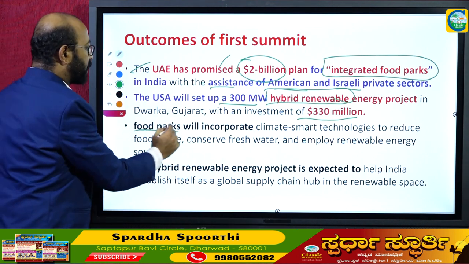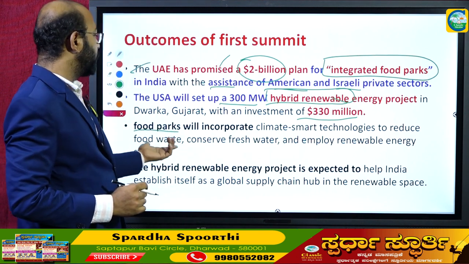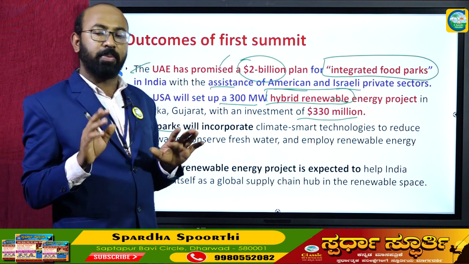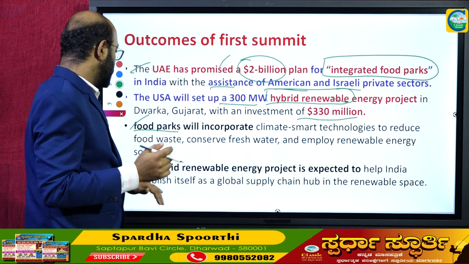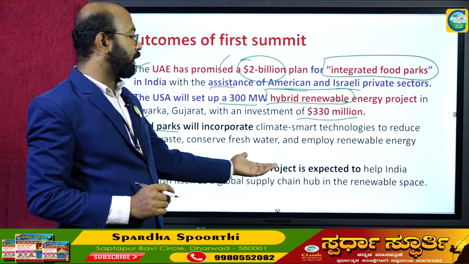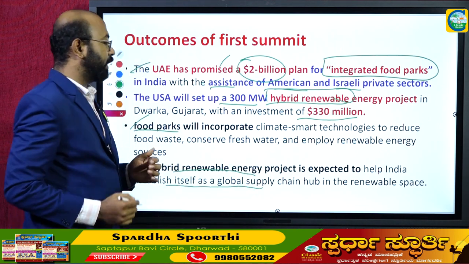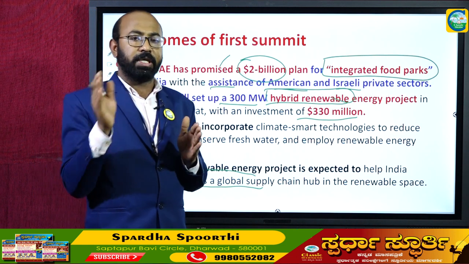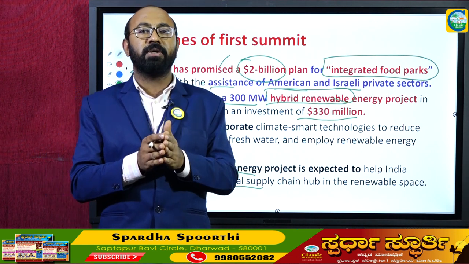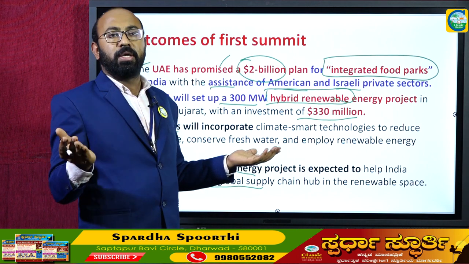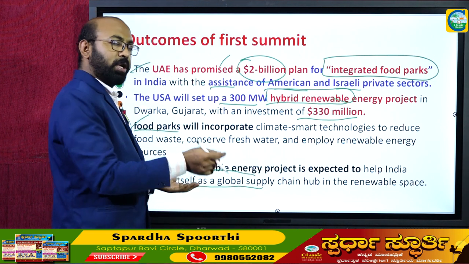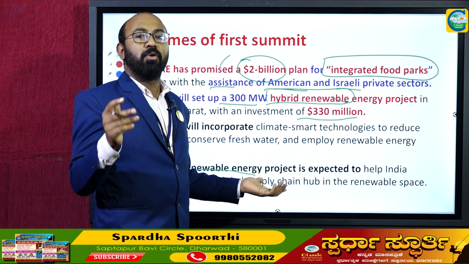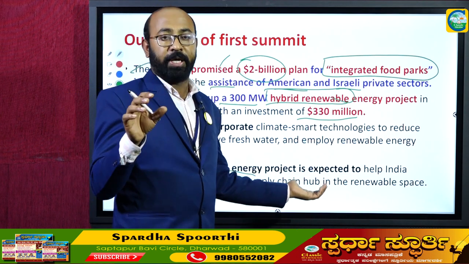These food parks will incorporate climate smart technologies to reduce food waste, conserve fresh water and employ renewable energy resources. These food parks will not be normal food parks. They are aimed at eco-friendly measures. Then the hybrid renewable energy project is expected to help India establish itself as a global supply chain hub in the renewable space. India is short of energy. There are shutdowns and load shedding in electricity supply, but once India becomes self-reliant in energy production, it can become a net exporter of energy also. So if more and more investment comes into the renewable energy sector, India may in future become a global player, or one of the links in the global hub of renewable space.